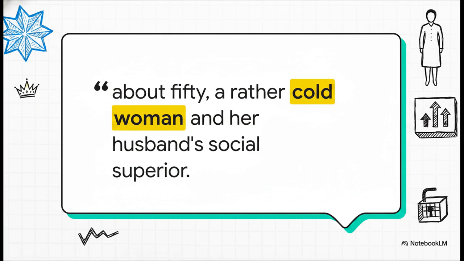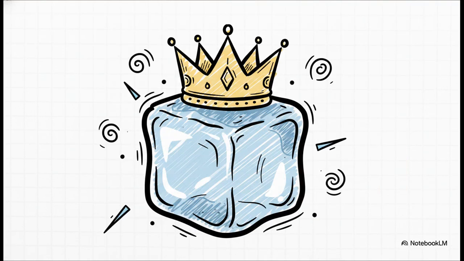He tells the actors and the audience that she is about 50, a rather cold woman, and her husband's social superior. Notice that instant clash? She has this elevated social status, but absolutely zero human warmth. Priestley's word choice here is absolutely deliberate. Take that adjective, cold. It's fascinating because back in 1912, being loving, maternal, and sensitive was basically the ultimate societal expectation for women. So describing a mother as cold was practically an oxymoron.